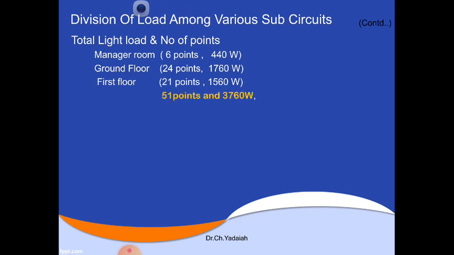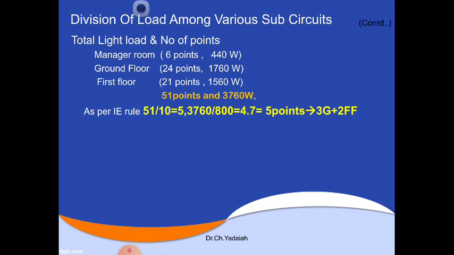Then total it. What is the number of points? 6 plus 24 plus 21 is 51 points, and the total load sums up 440 plus 1760 plus 1560, which is nearly 3760 watts. As we already know, as per IE rules, each lighting subcircuit of 800 watts is equal to 1 subcircuit, or 10 points is equal to 1 subcircuit. Based on these IE rules, let us divide this.